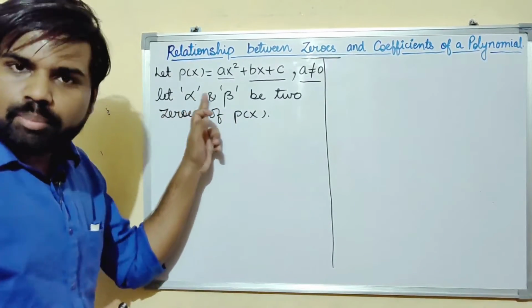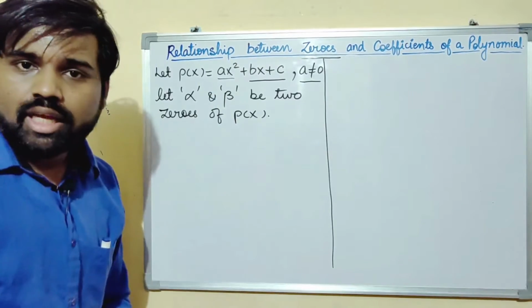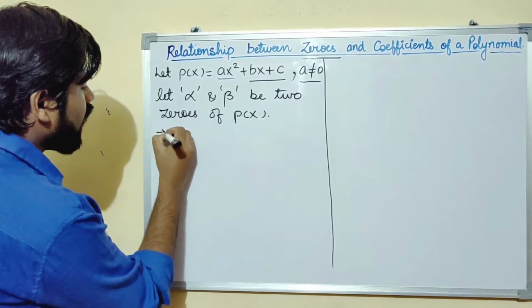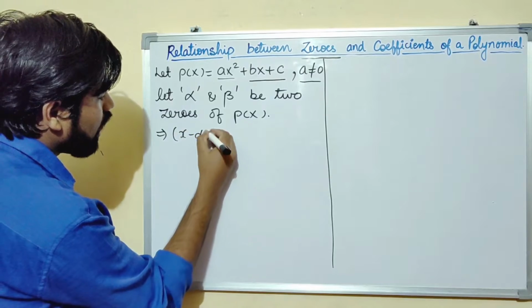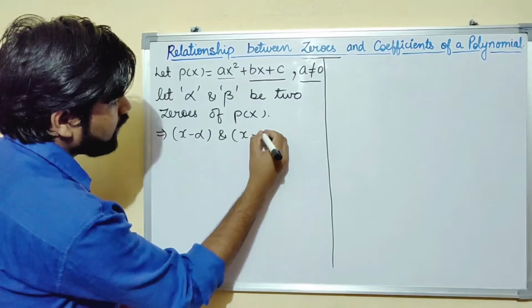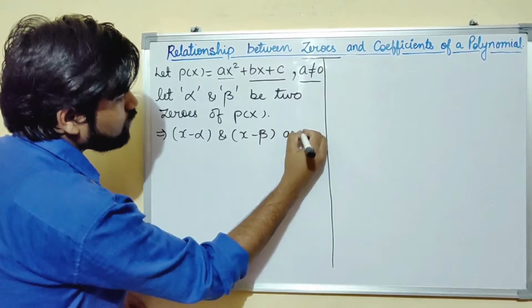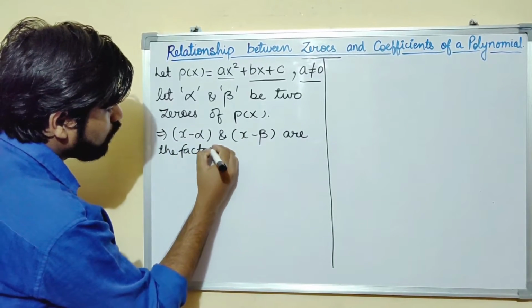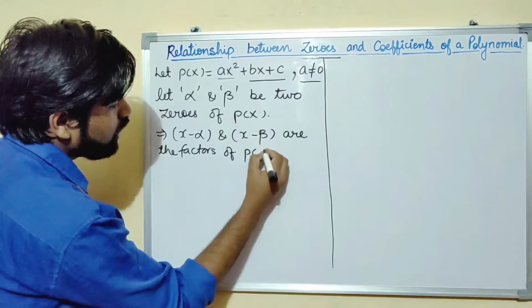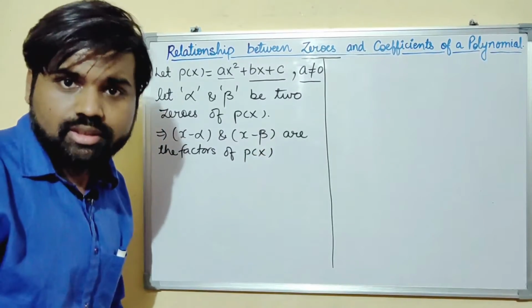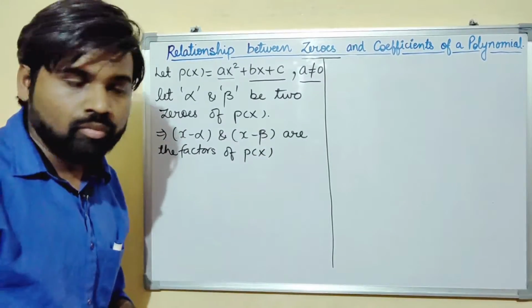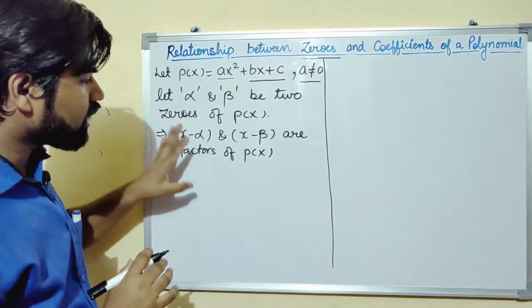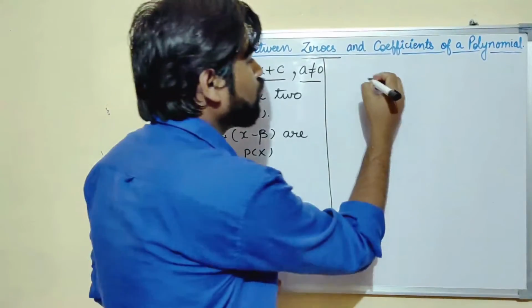Now since alpha and beta are the 2 zeros of p(x), this implies that x minus alpha and x minus beta are the factors of p(x), right? This you have studied in your ninth standard, in the remainder theorem. If you are not able to understand this, let me give an example for you.